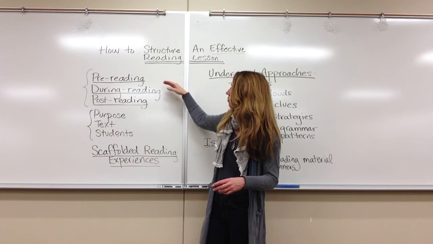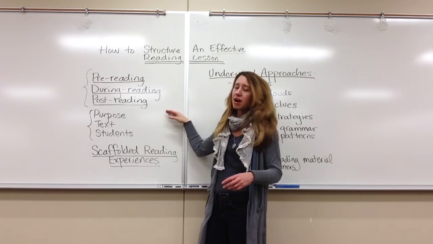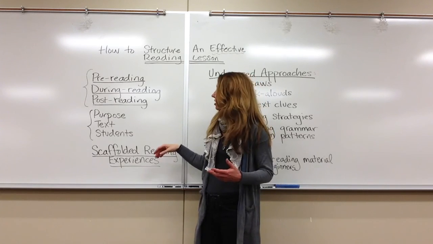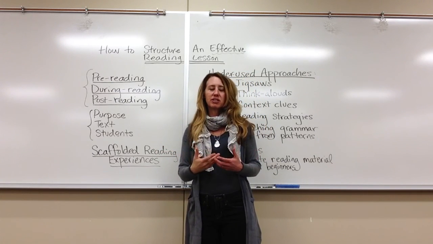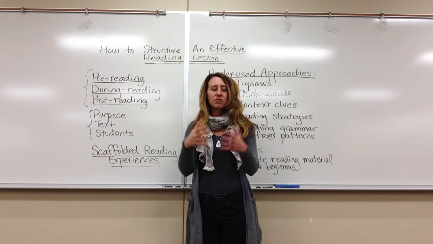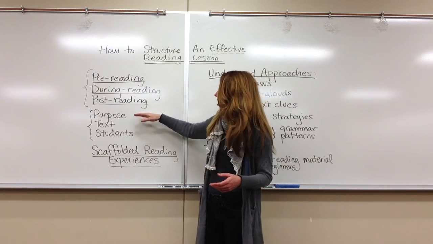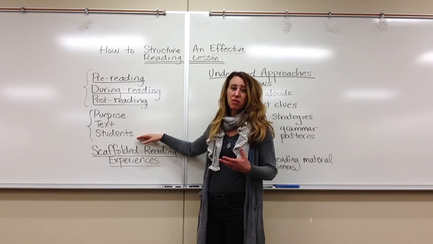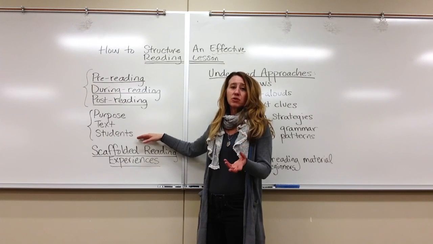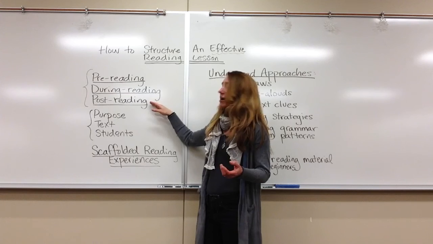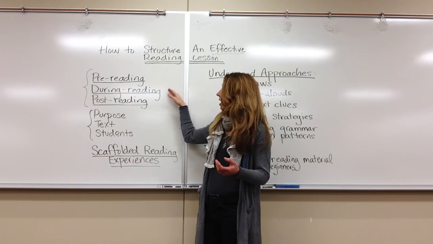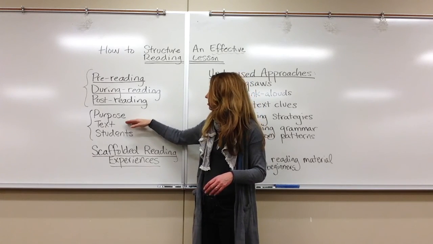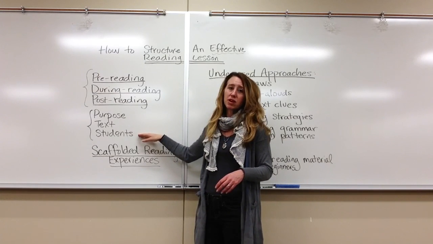So now we have the structure for how to organize our reading lesson for English language learners. How do we know which activities to choose, what to focus on? There are three aspects that we consider when thinking about what to focus on in pre-reading, what kind of post-reading to do, or how many times to have the students read the text: purpose, text, and the students themselves.